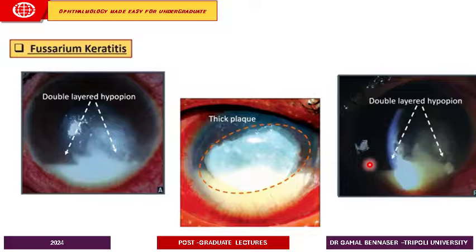Now, the other thing is the presence of endothelial plaques. These are large endothelial plaques, which means that the organism has reached the anterior chamber and forms plaques over the endothelium. And also the hypopyon, you can see it is pyramidal in shape, and is not respecting the movement of the eye or the head. So this is called double-layered hypopyon.